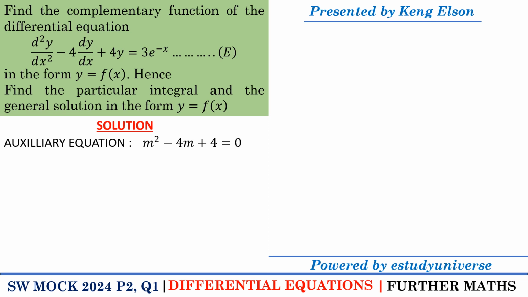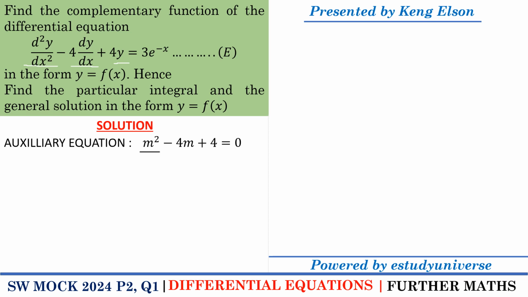To get the auxiliary equation, all you need to do is replace d squared y by dx squared with the parameter squared. If there was a constant here, you also need to put a constant. Also, you need to replace dy by dx with the parameter, and you need to replace y with the parameter to the power 0, which is just 1. Here we see there is no coefficient of d squared y by dx squared. The coefficient is 1. That's why I just have the parameter squared.